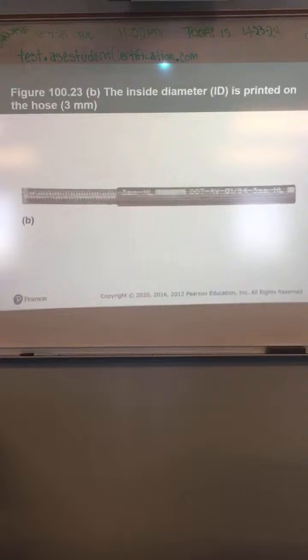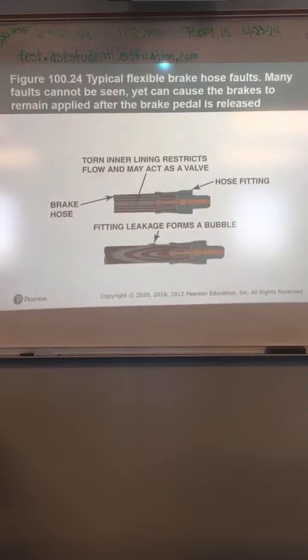On the rubber or flexible brake lines, typical flexible brake hose faults. Many of them cannot be seen, yet the brakes remain applied after the pedal is released. If you have an old car with these flexible lines, which they all have, sometimes they will get damaged internally. You can't really see it, but it will cause a problem. Sometimes it will cause the brakes to remain applied after you let off the pedal. When you push on the pedal, it'll force the fluid through, so it works, but it doesn't let it back.